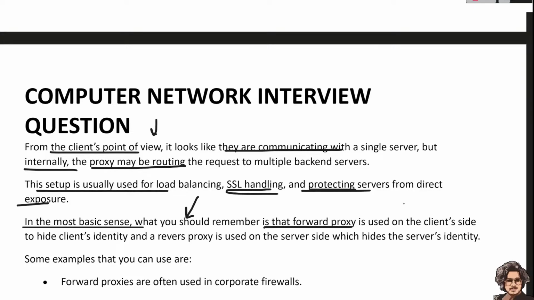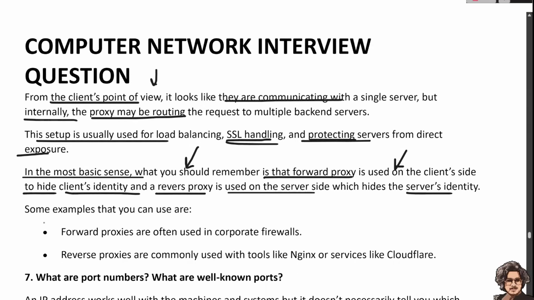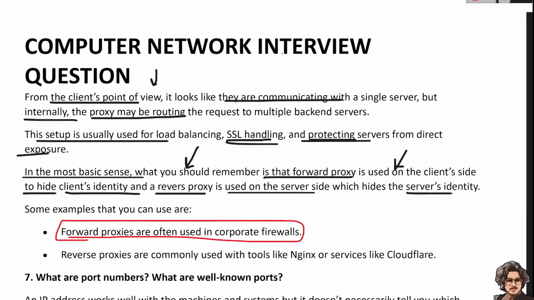What you should remember is that a forward proxy is used on the client side to hide the client's identity, and a reverse proxy is used on the server side to hide the server's identity. For example, forward proxies are often used with corporate firewalls, as I explained earlier, acting as a firewall. The reverse proxy is commonly used in tools like nginx and Cloudflare.